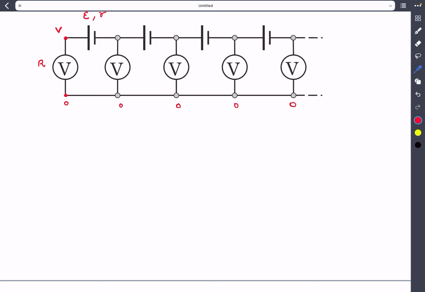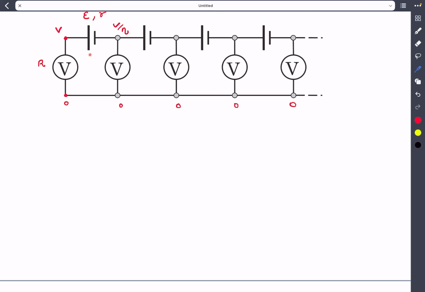Now, if this voltmeter gives a reading of V, then this voltmeter will give a reading of V divided by eta, which was also given to us. So the potential of this node is going to be V divided by eta, and we can write it so on and so forth for all these nodes. We can just keep dividing by eta and we'll get the potential of all the nodes.